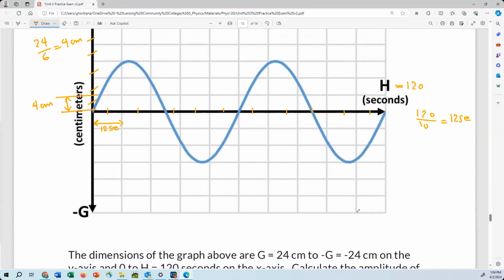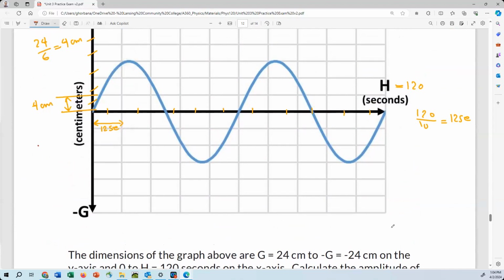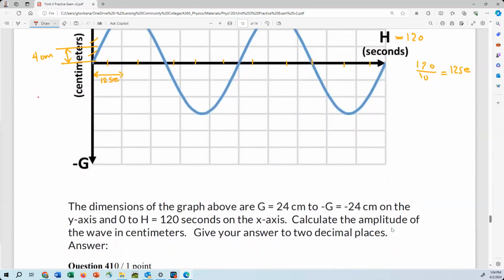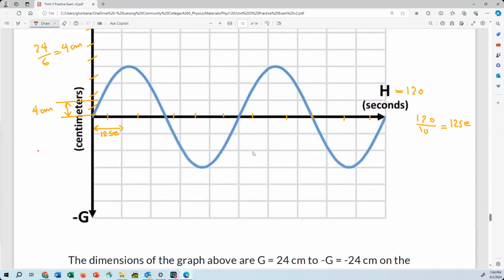What is the question asking us to calculate? Let me just change the color. The question is asking to give your answer in decimal places. Calculate the amplitude. We didn't even need the x-axis. The amplitude is the distance from the midpoint to the crest, or the distance from the midpoint to the trough. This is going to be the amplitude.